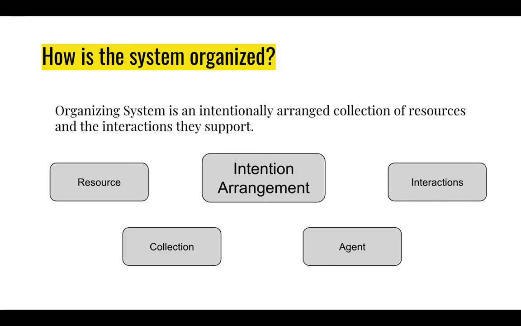Snapchat is organized through resources, collection, intentional arrangement, agent, and interactions. Resources are anything of value that can support goal-oriented activity. Collection is the collection of data. Intentional arrangement is explicit or implicit acts of organization by people or by the computational process. The practice of Snapchat on this point is very different from the traditional social media represented by Facebook.